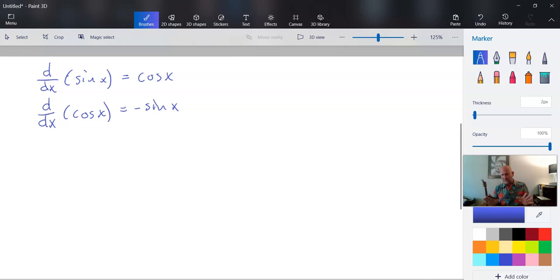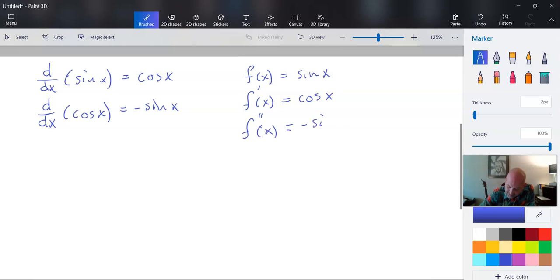Now, this fact alone is kind of interesting because what that means is if I have a function, oops, not a primed function, not a derivative function, here we go, a function that is sine of x, and I want f prime. Well, f prime is cosine of x. If I want f double prime, the second derivative, it's negative sine. So negative sine is the second derivative of sine. Now, if I go ahead and take the third derivative, and take one more derivative, the derivative of negative sine would be negative cosine.